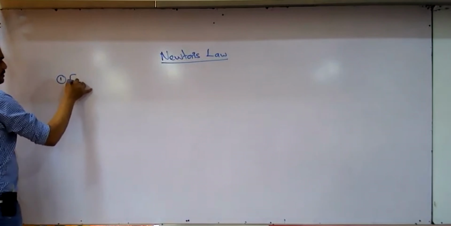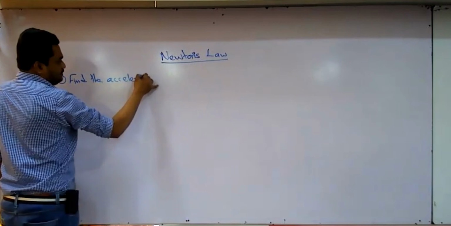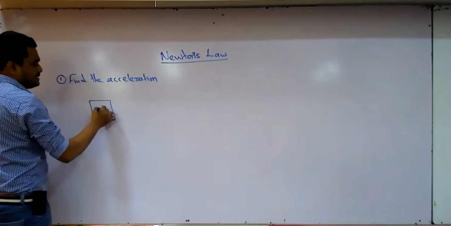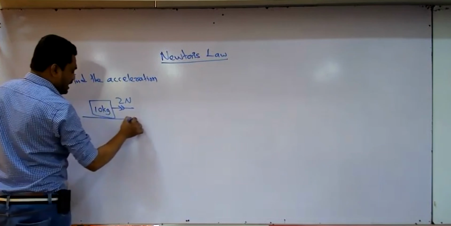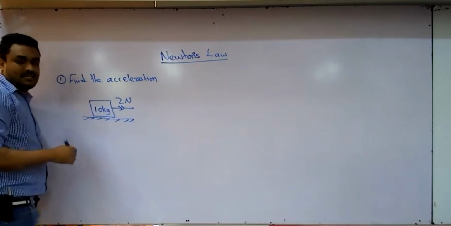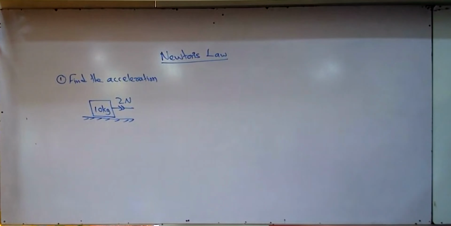First one, find the acceleration. This is very simple. I'll start with the simplest possible question. There is an object. Mass is 10 kilogram. A force of 2 Newton is applied. So what should be the acceleration? Draw the figure and find the acceleration. You can use linear motion mechanics, or any book where there are spaces.